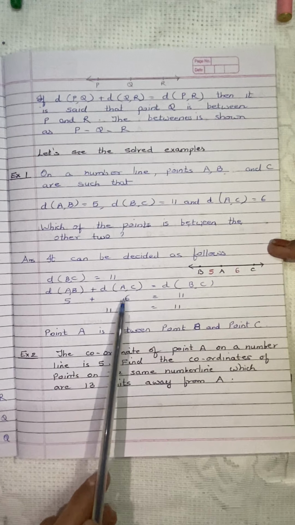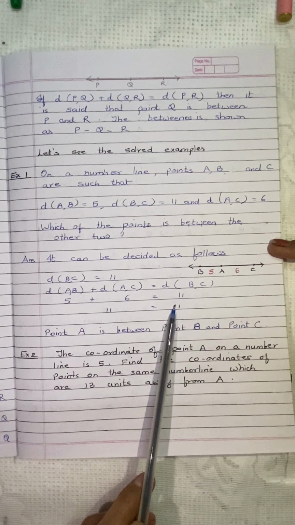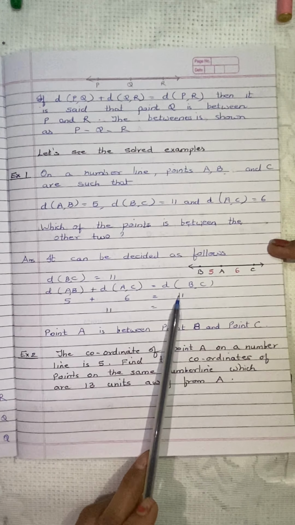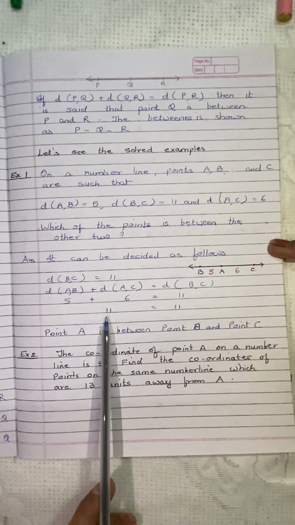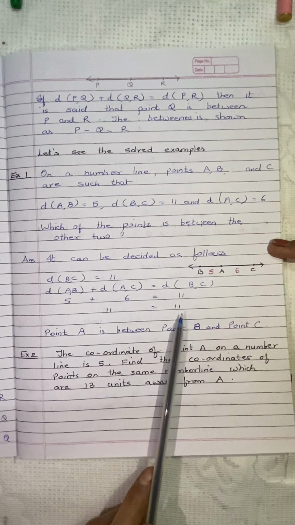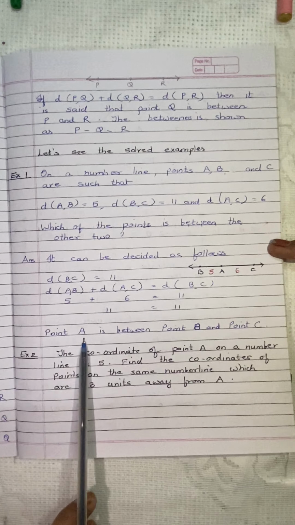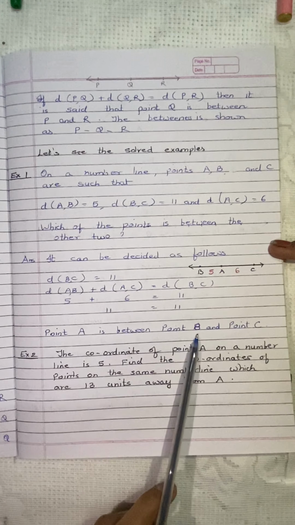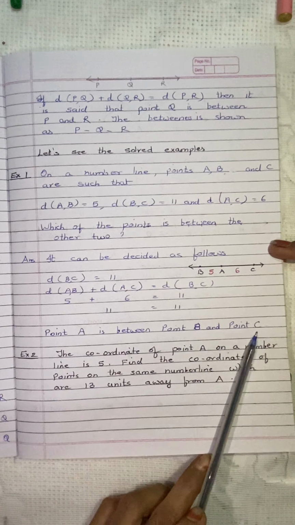AB is 5, AC is 6 and BC is 11. So here if we add these two, we will get 11, and this is already 11. So we can say left hand side is equal to right hand side. So with this we can confirm that point A is between point B and point C.